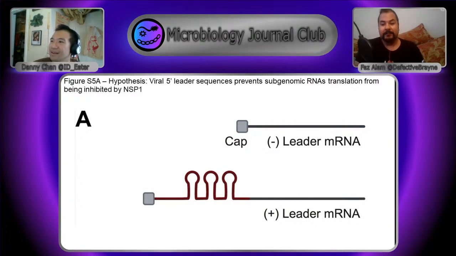So S5A is their guess that the mRNAs from the virus probably have some structure ahead of them, right? And that structure is what's preventing them from being inhibited. These things called stem loops, which are short parts of the mRNA that form double helixes, and they form straight bits. So it makes it harder for some things to read. It's kind of an interesting structure.